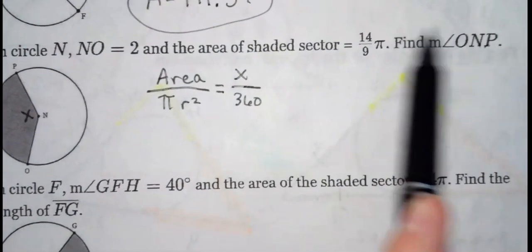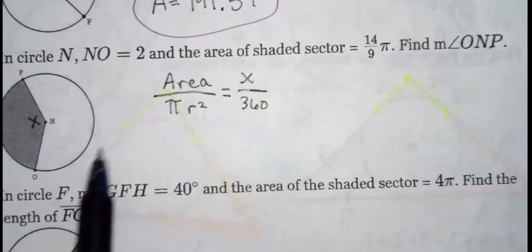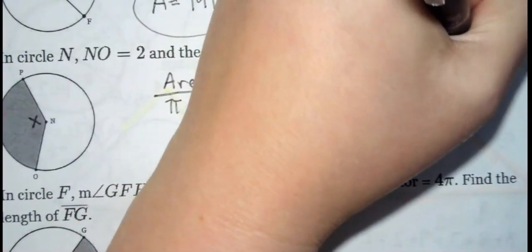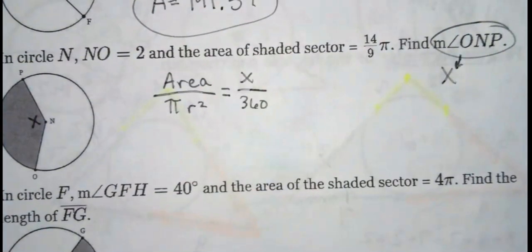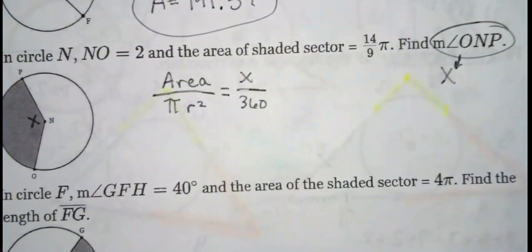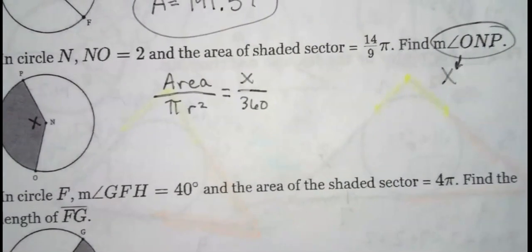So we are finding angle ONP. This is what we are looking for. ONP, it's X. We have just said that this is X. Now we can plug in all of these other things.